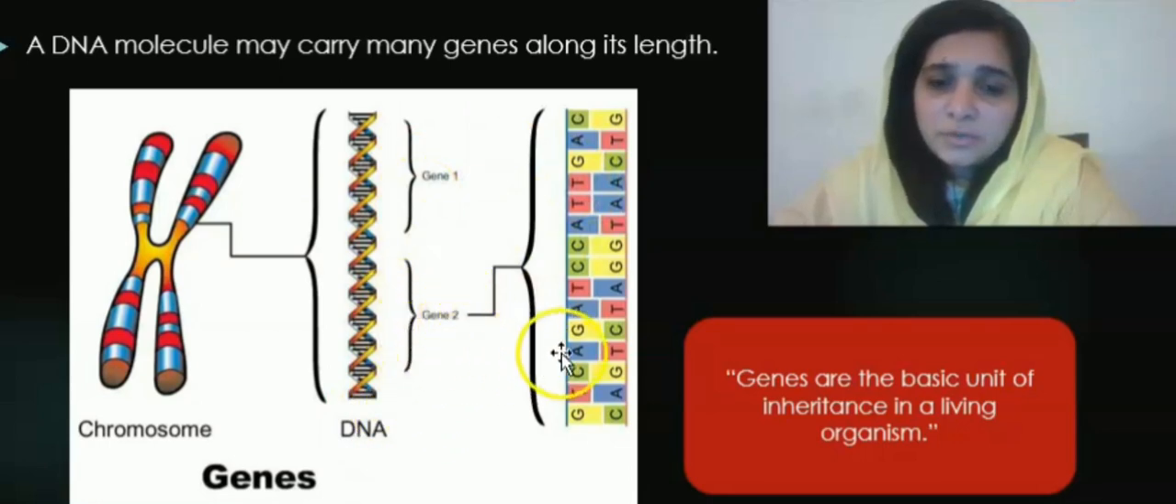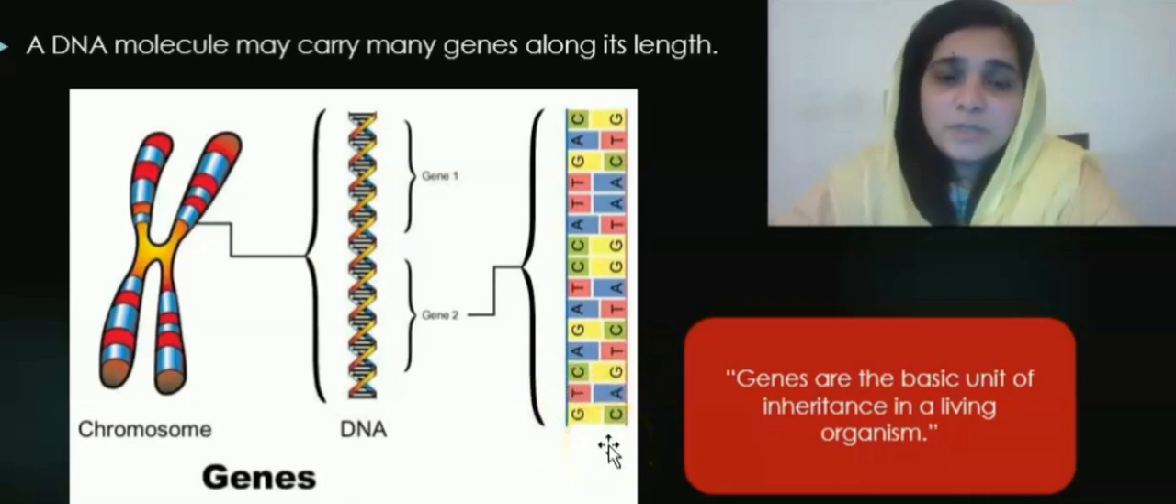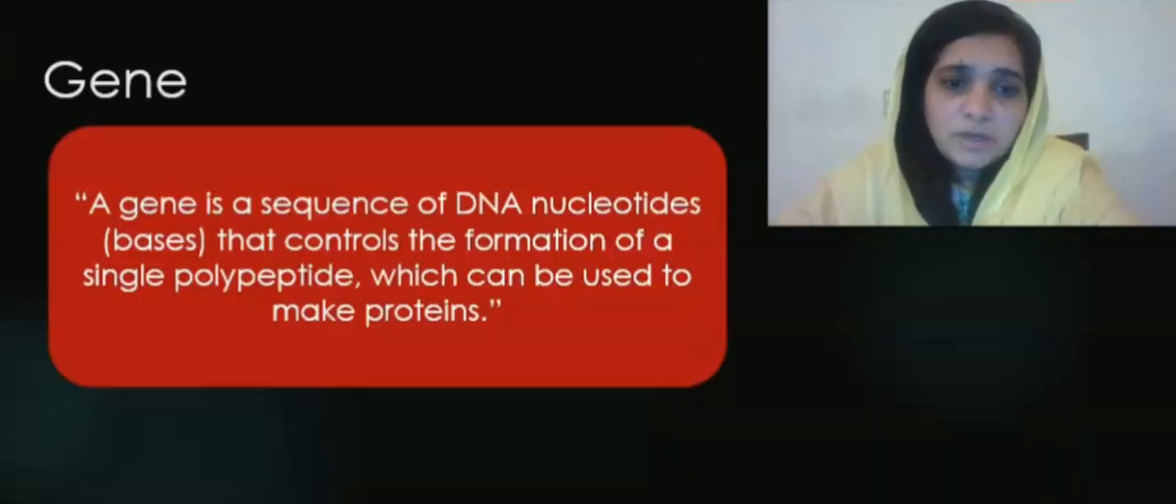So here, gene 2, you can see it contains polynucleotide chains and different types of bases are present, for example, guanine, thymine, cytosine, adenine. They complement each other. They are arranged in the form of base pairs with the help of hydrogen bonds.